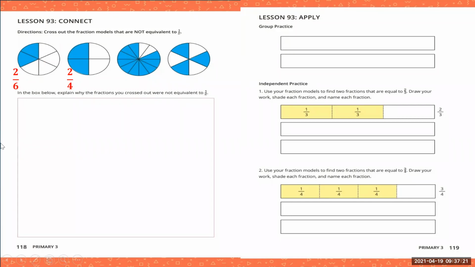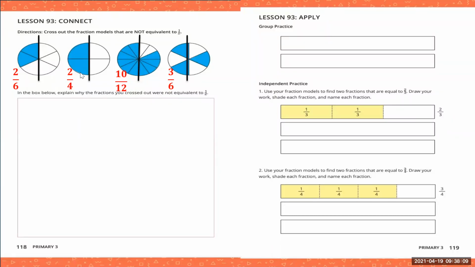Let's write our fractions: 2 over 6, and here 2 over 4, and here 1, 2, 3, 4, 5, 6, so they are 10 over 12, and this 3 over 6. Which of them represent half? If we divide all of them into halves, we will see that 2 over 6 is less than half. It's not half. Here, 2 over 4 is half.